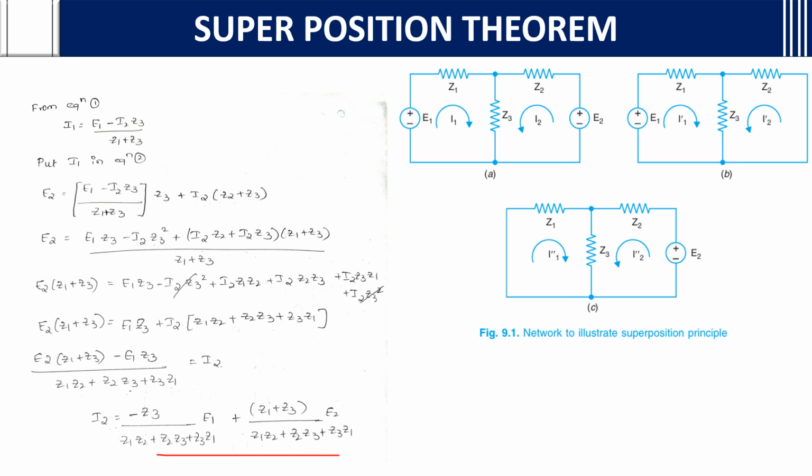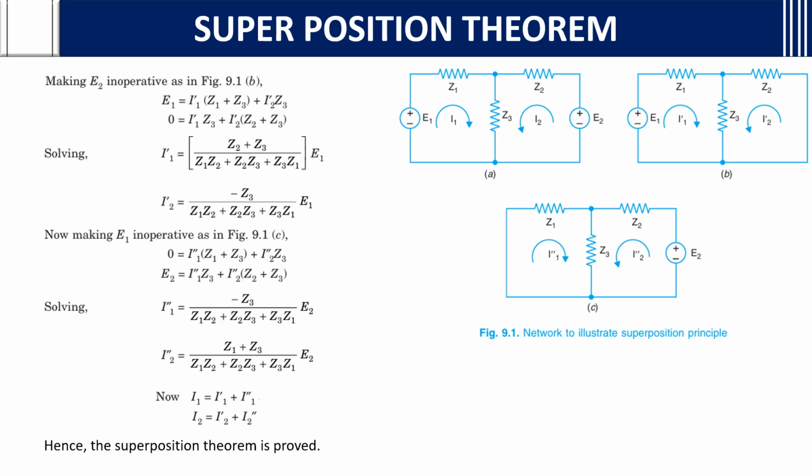You will get I2, the current I2. Till here it is the same as mesh analysis. Now we should see how superposition can be applied. If you see in figure B, E2 is made inoperative, as I told. Then after doing that, you apply KVL for mesh 1 and mesh 2.